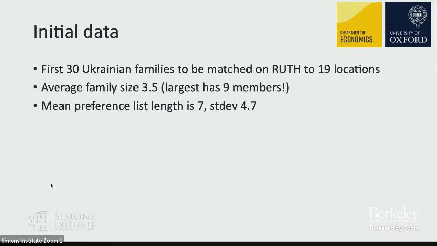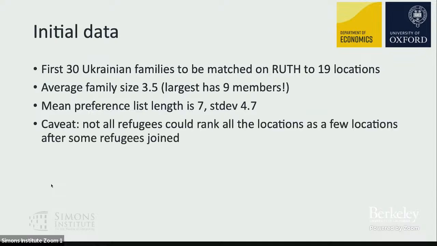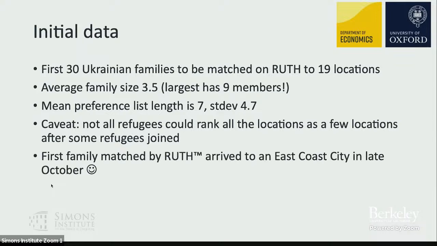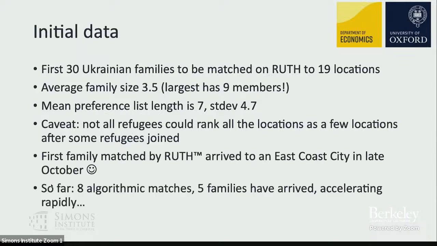We've got like 30 families, that's all we've got so far. It's pretty small. Average family is, you know, reasonably big. The largest one is really big. And the first families that have been matched by our algorithm have already arrived to the US, okay? So just so you don't think this is just all in theory, this has already happened. So we've had a few matches, families are arriving.